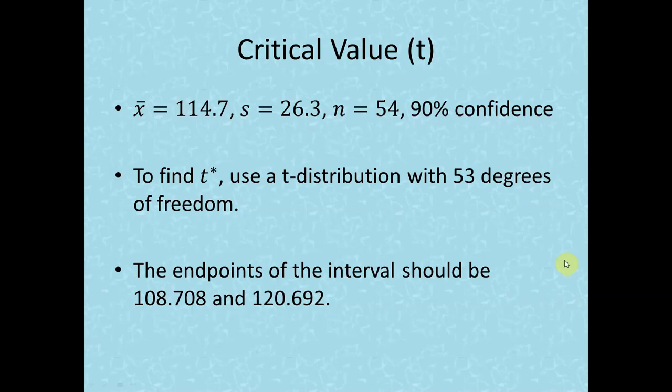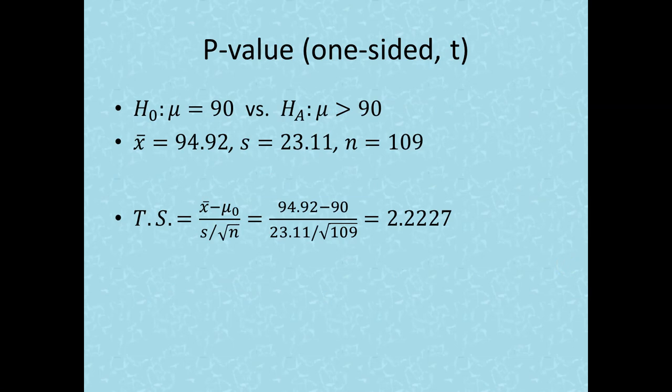Going back to this slide for a second, the only reason the endpoints are there at the bottom is if you wanted to check the algebra just to make sure you're doing things right. The other thing that you might have to do is get a p-value using a t-distribution. You'll have to specify the degrees of freedom right off the bat again. So here, since n is 109, the degrees of freedom will be 108.